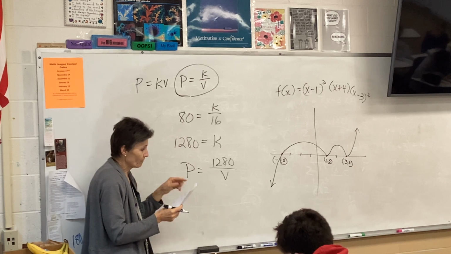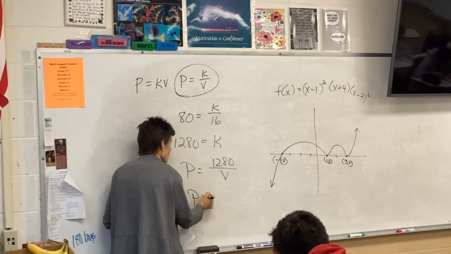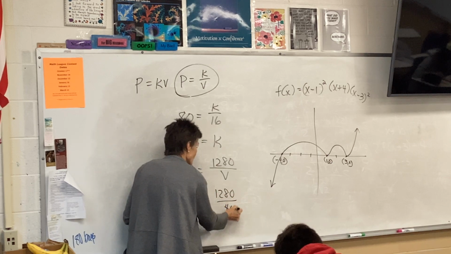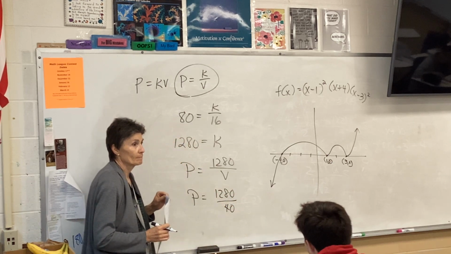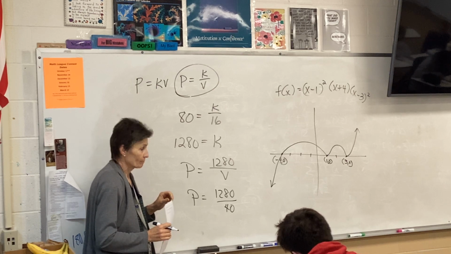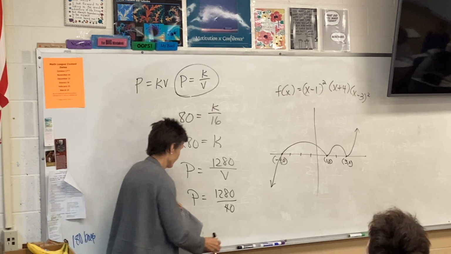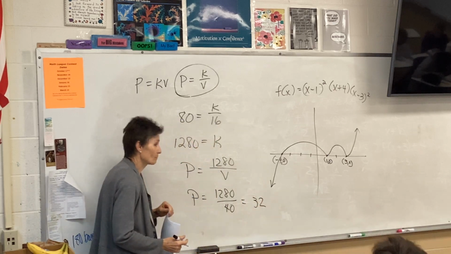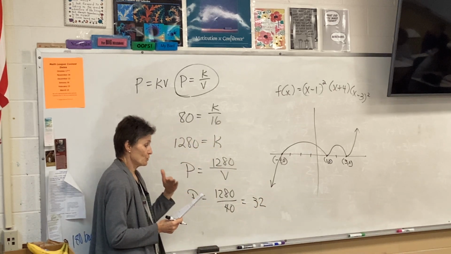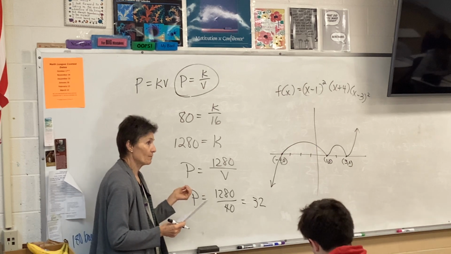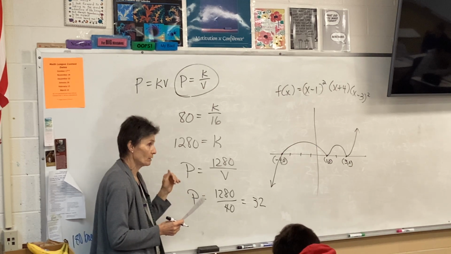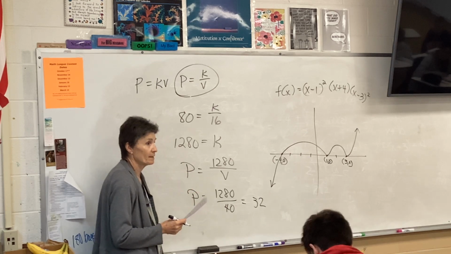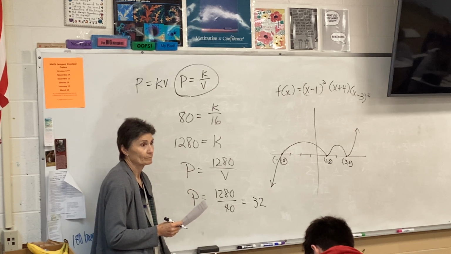So what's the question? Find the pressure when the volume is 40. Is that 32? Yeah. There's no units in here. If there were units, I would put a unit on it. But there's no units in the problem, so it's just going to be 32.